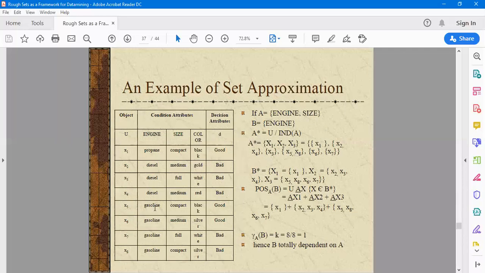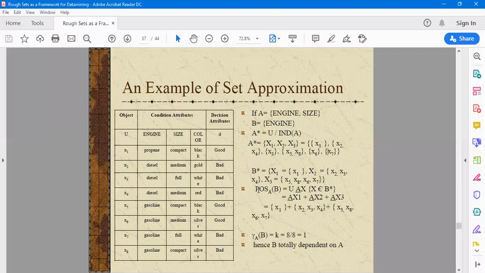Now another domain value is gasoline. If you can see here, gasoline compact here is the same, gasoline compact here is the same. So X5 and X8 can be grouped into one cluster or equivalence class, whereas gasoline and medium is unique, gasoline and full is again unique. So we will have X6 and X7 as separate equivalence classes. I hope you have understood this.